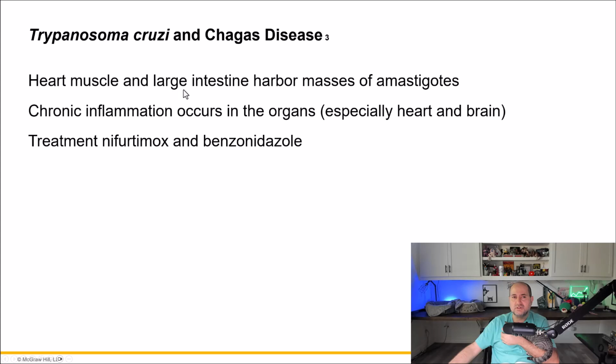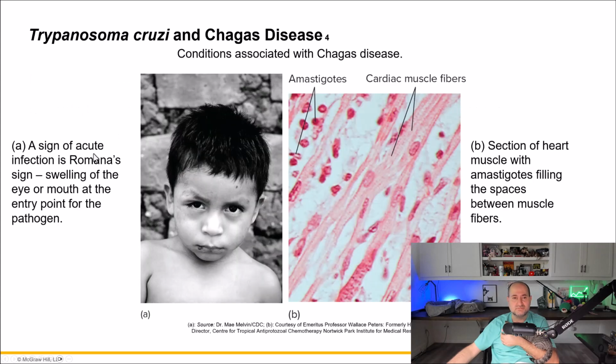Heart muscle and large intestines harbor masses of these amastigotes. It can lead to chronic inflammation, especially in the heart and brains. It can even lead to heart attack and death if not diagnosed and if left for years. These are the anti-protozoals that are used to treat the infection.